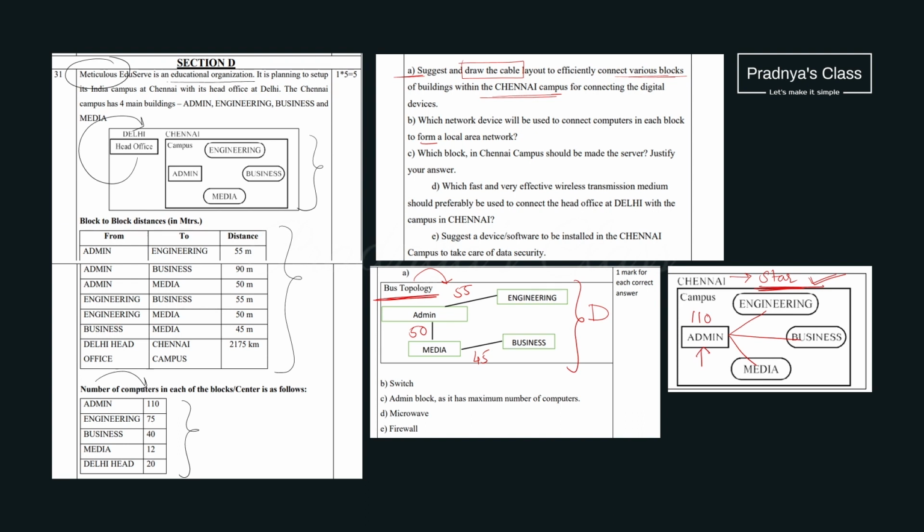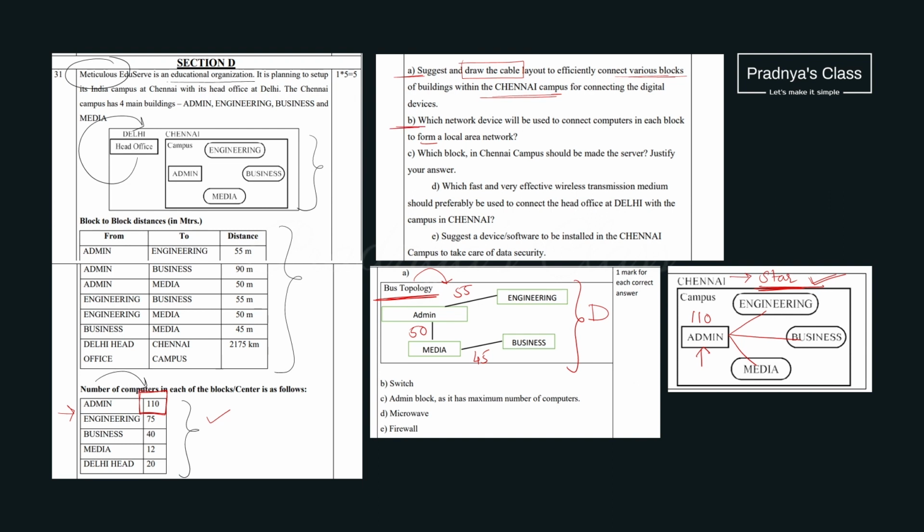It is based on the number of computers in each block. Whichever block has maximum number of computers, we will make it as a server, and other blocks we will connect to it. Look at the table here. Admin block is having 110 computers, so it will act as a server and other blocks will get connected to it. So without thinking much, always go with star topology.